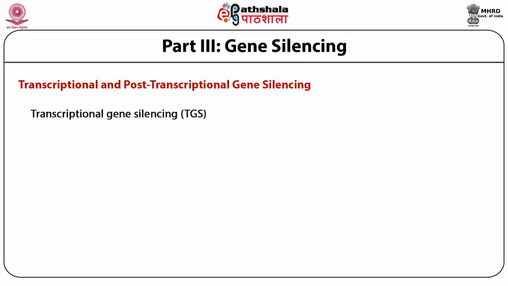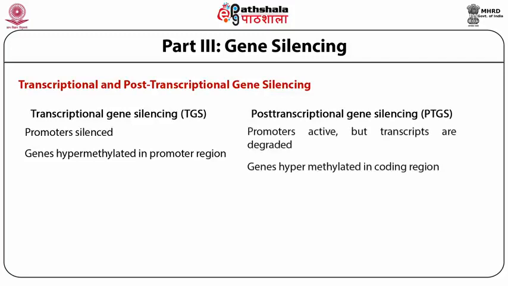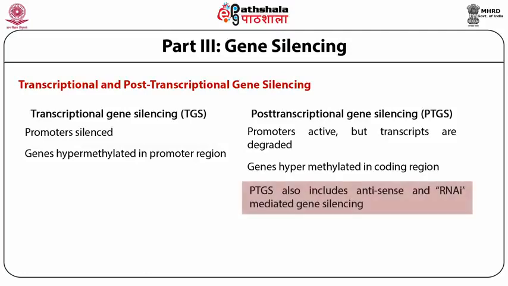Gene silencing can be at different stages. Transcriptional gene silencing, which is called TGS, is when the promoters are silenced due to hypermethylation. Or post-transcriptional gene silencing, that is, the gene is transcribed and the mRNA is either methylated or degraded. One of the common methods used to study post-transcriptional gene silencing is antisense or RNAi-mediated gene silencing.